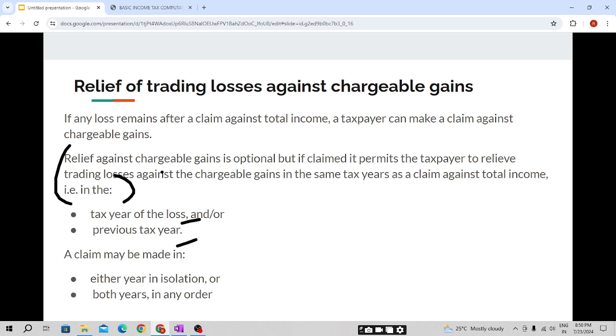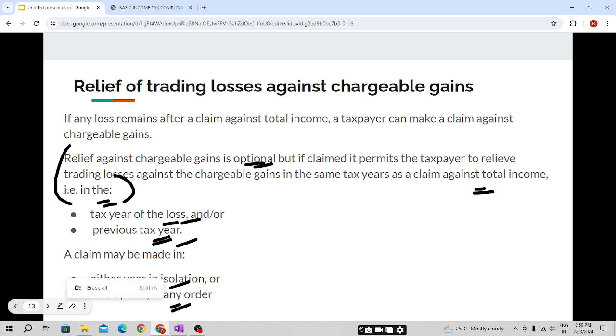Relief against chargeable gain is optional. If we choose that option, we will claim. If not, it will automatically be carried forward. But if claimed, it permits the taxpayer to relieve trading losses against the chargeable gains in the same tax year as a claim against total income, that is in the tax year of loss and or previous tax year. A claim can be made in either year in isolation or both years in any order.